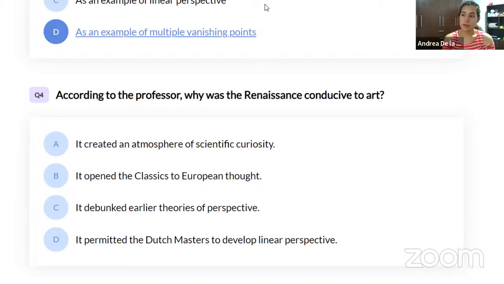Well, I don't think that, for example, it debunked earlier theories of perspective. I think that's not correct, right? Because I think the Renaissance was when the first theories of perspective started to begin, so there weren't any earlier theories of perspective. I don't know, it permitted the Dutch masters to develop linear perspective. I don't know if that's true either, because they didn't talk about linear perspective only. European thought, scientific curiosity, linear perspective. What do you guys think?